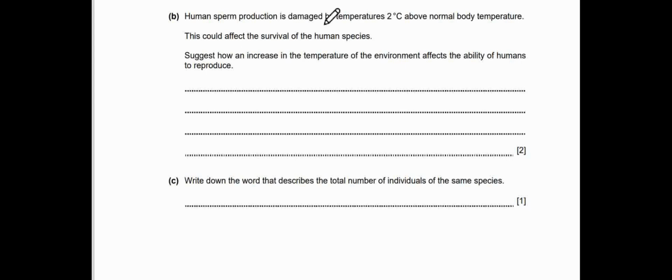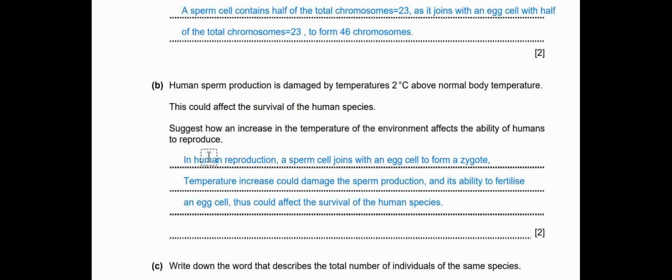Question B. Human sperm production is damaged by temperature 2 degrees above normal body temperature. This could affect the survival of human species. Explain how an increase in the temperature of environment affects the ability of humans to reproduce. Here's an example of a correct answer. In human reproduction, a sperm cell joins with an egg cell to form a zygote. Temperature increase could damage the sperm production and its ability to fertilize an egg cell. Thus could affect the survival of human species.